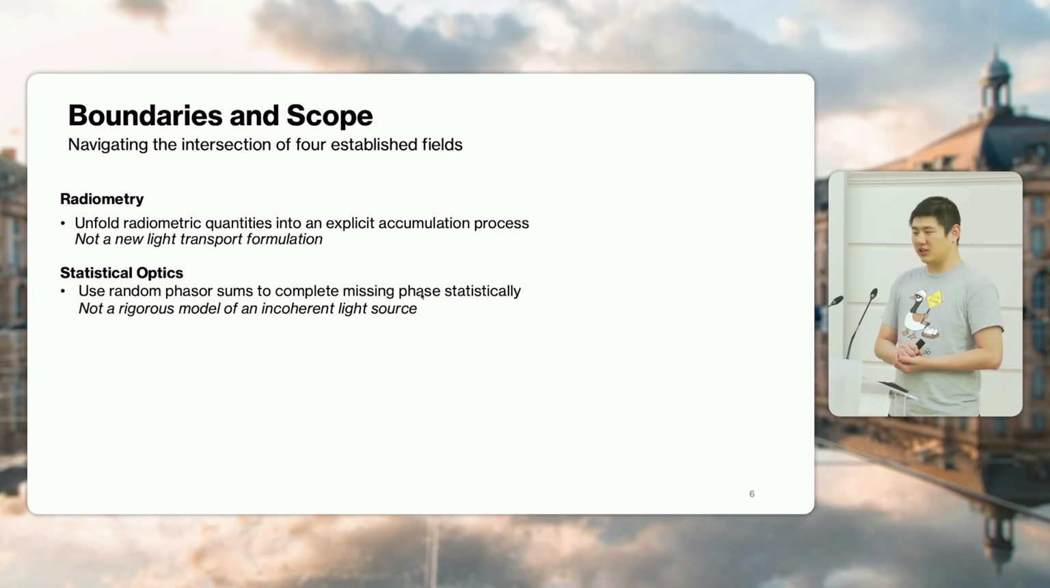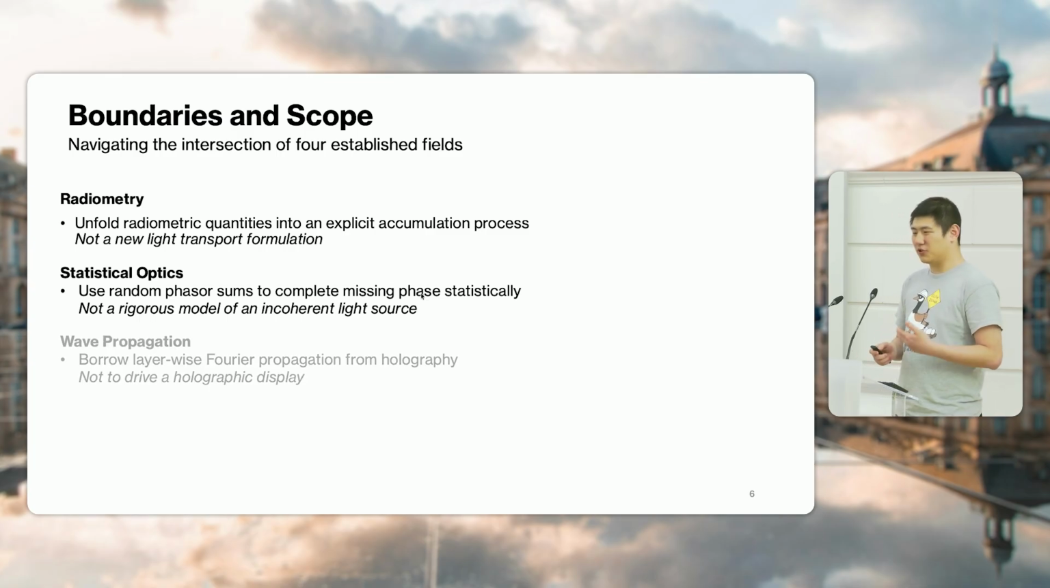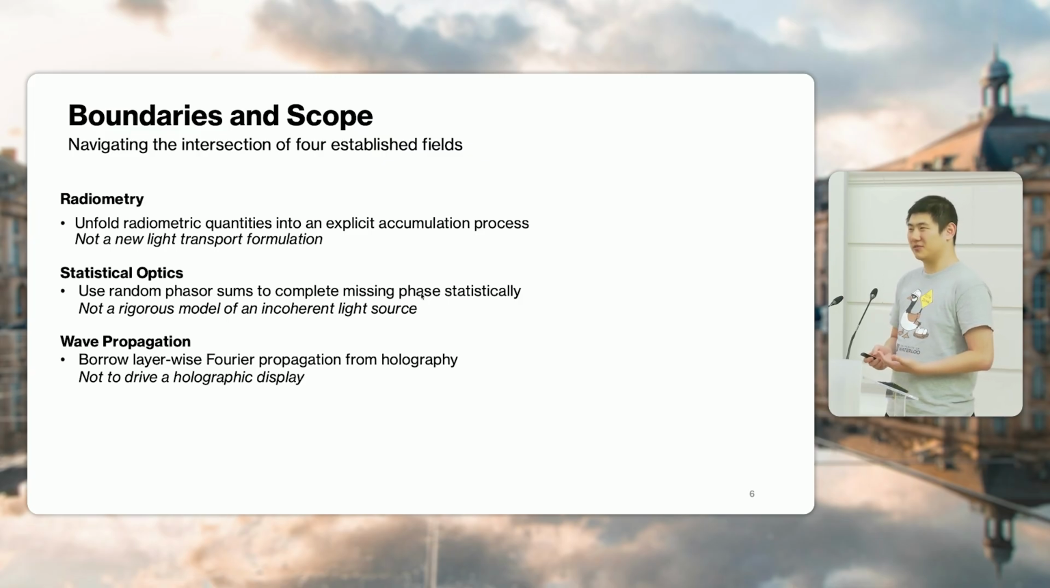For statistical optics, we use the random Phasor model as a controlled statistical model to stay aligned with the radiometric reference. That means we are not actually modeling a physically rigorous incoherent light source. And for wave propagation, we borrowed this layer-wise Fourier propagation from holography, but we are not trying to drive a holography display. We are rendering something, so the context is different.